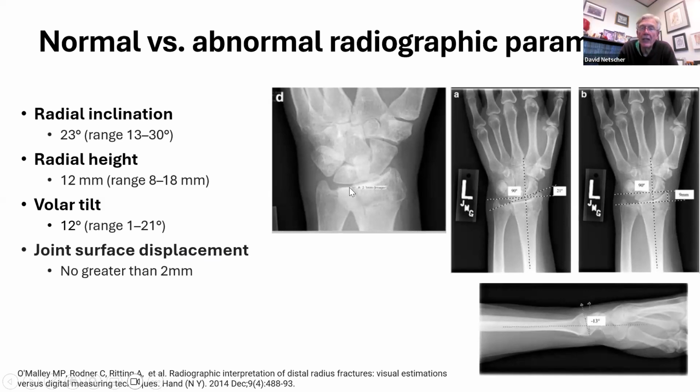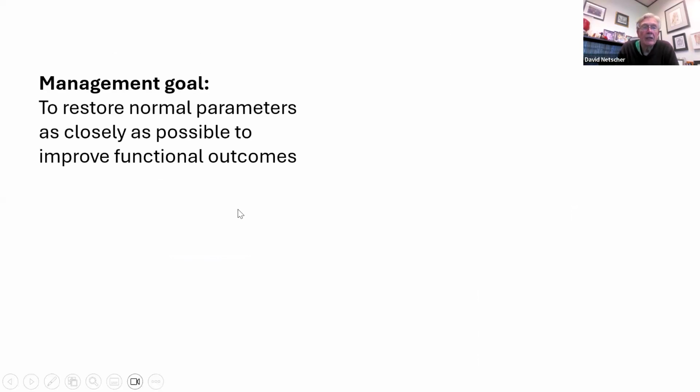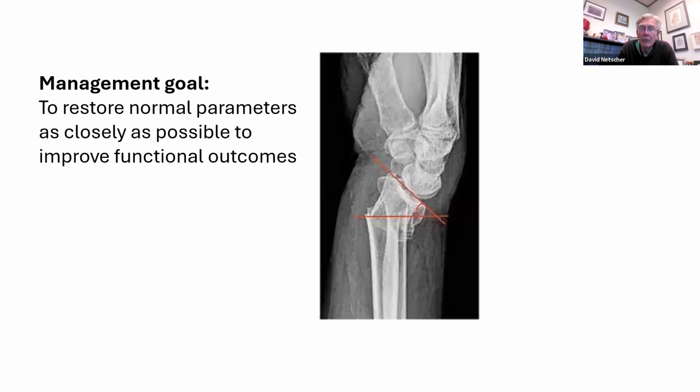Or the fracture may be settled, and so the ulna becomes so-called positive and has a positive variance, so it stands higher than the radius, in which case you're going to get a protrusion of the ulna onto the carpal bones. So we're looking at the joint surface and the ulnar variance. So the management goal is to restore normal parameters as closely as possible. So it's important to recognize those abnormal X-ray parameters, and that in turn will improve functional outcomes.